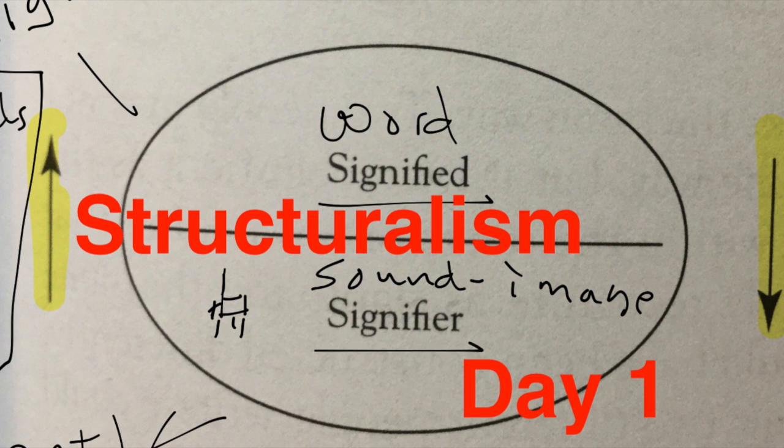Yes. Would something like writing be a part of parole? Would that count towards that? Well, writing and speech are, for this purpose, almost identical. So they're both here. They're both at the axis of langue and parole, all the time. So yeah, it's a good question.